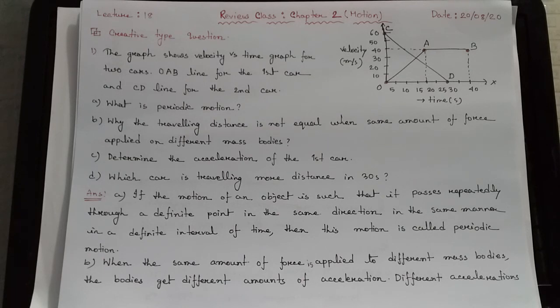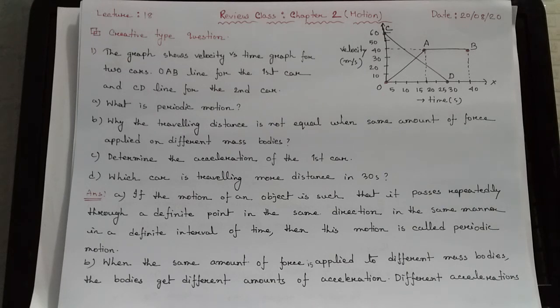Question number A, this question is actually a board question that came last year. Question number A: what is periodic motion? If the motion of an object is such that it passes repeatedly through a definite point in the same direction in the same manner in a definite interval of time, then this motion is called periodic motion.